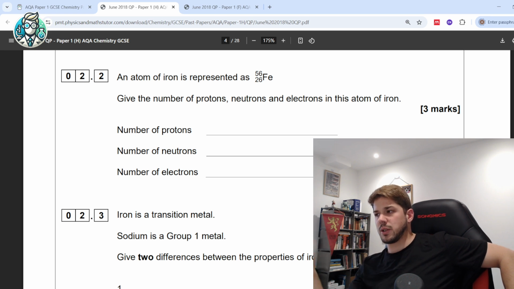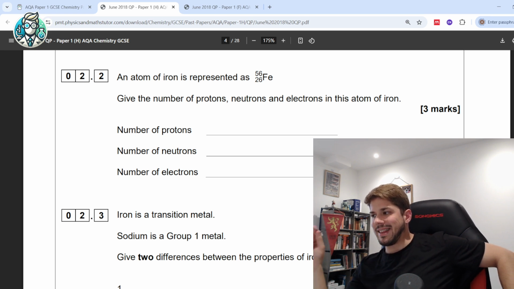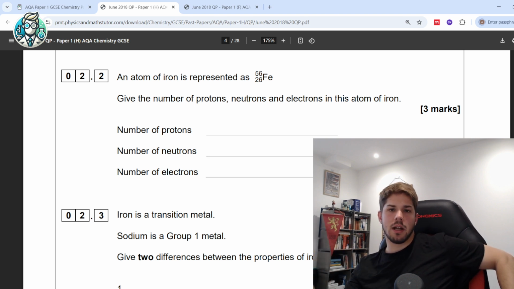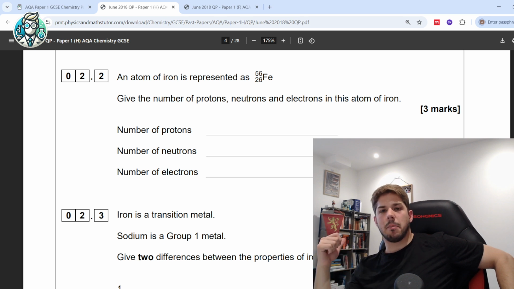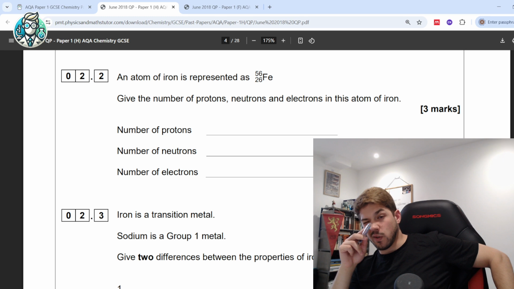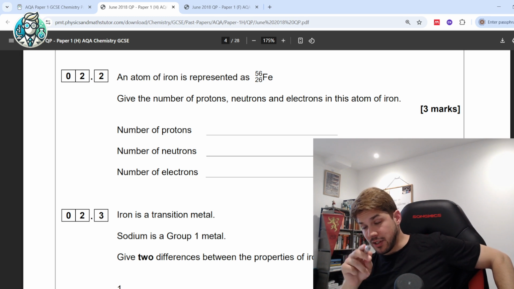Those who were in here last week, you remember we did this exact same activity. We talked about what is the atomic number, what is the mass number, and how can we get the amount of protons, neutrons, and electrons from them. So, for example, the number of protons is 26. Why? Because the atomic number tells you the number of protons.